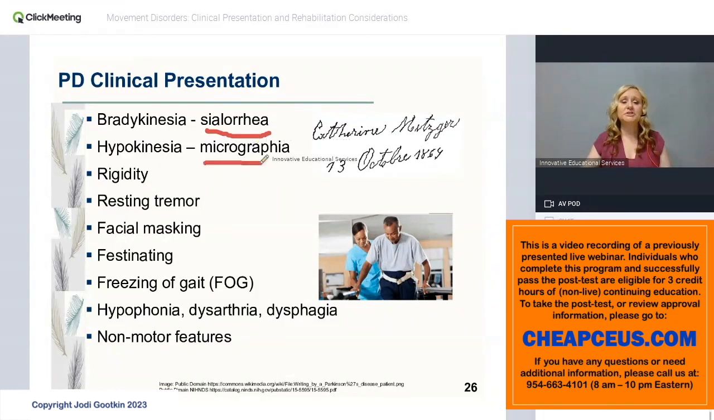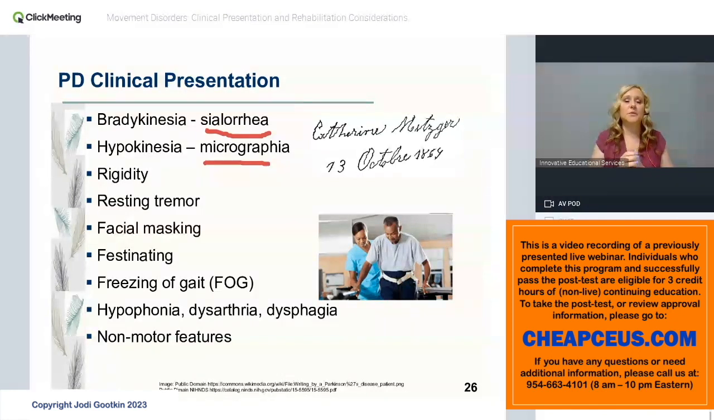The hypokinesia we know presents as micrographia. Like everything gets smaller for the individual. All their movements get smaller. You may tell them to reach out in front and they're reaching, and they think they're going to hit you, but they're not even close because they can't judge the excursion that's really happening there.